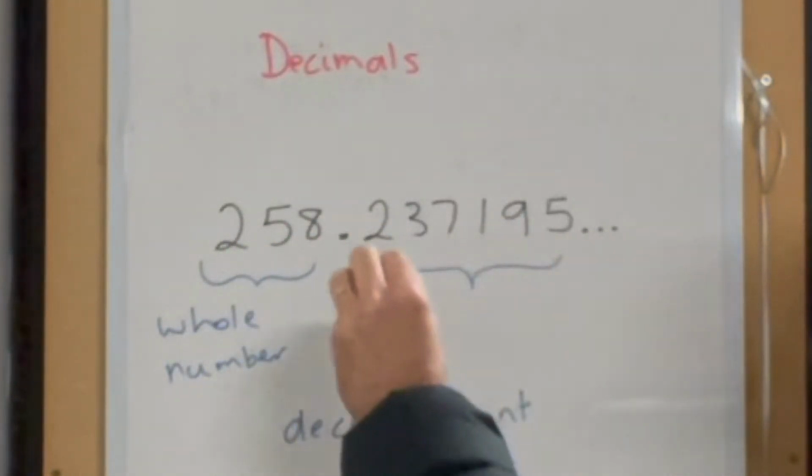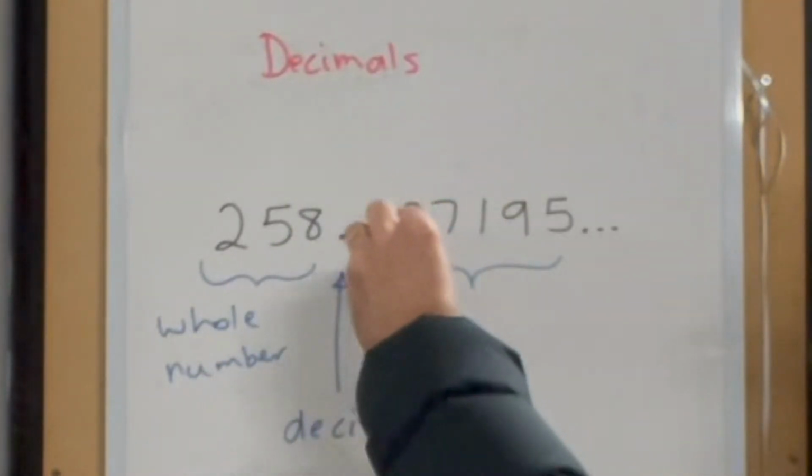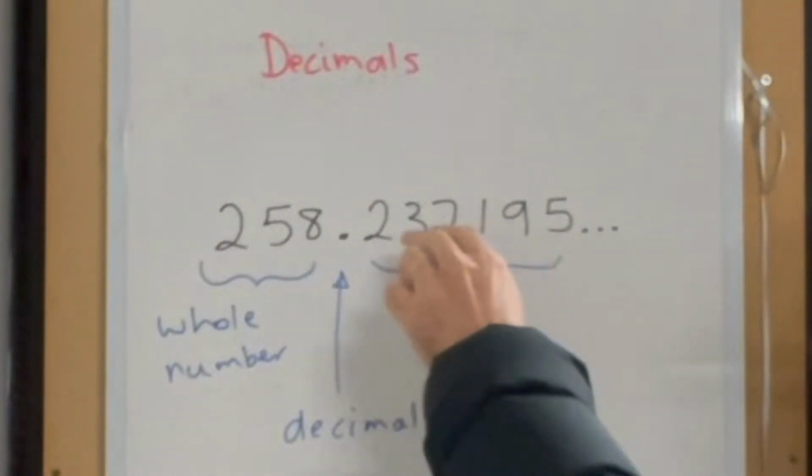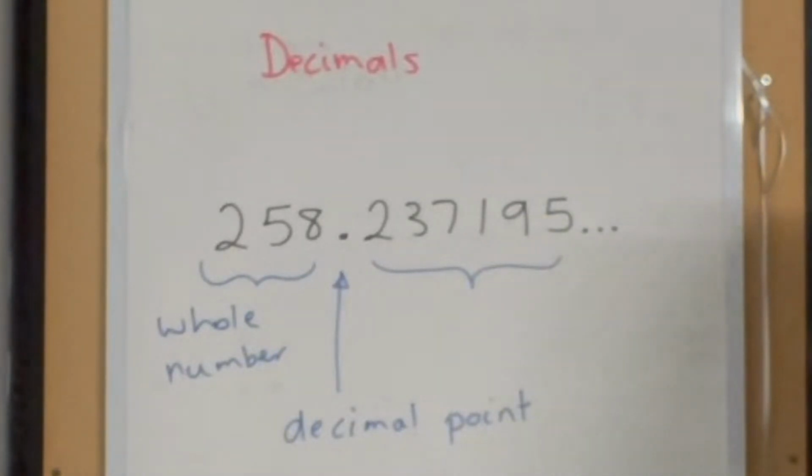258.237195. So we read the whole numbers as we ordinarily would. We'd say "point" for the decimal point, and then we read each of the digits in turn.